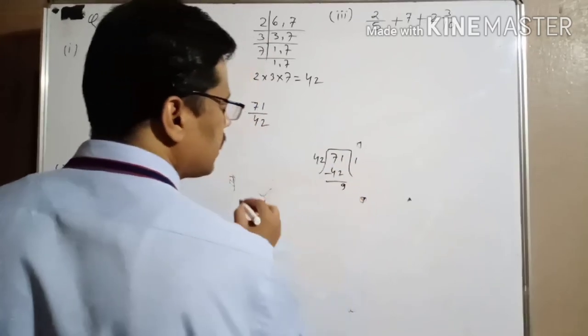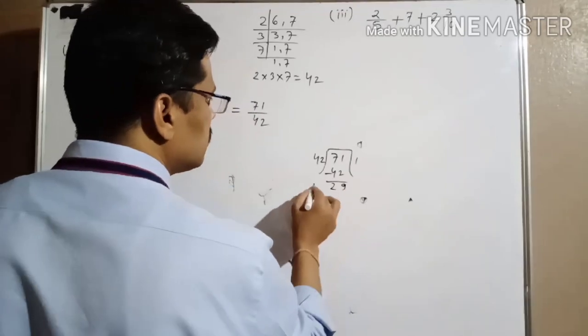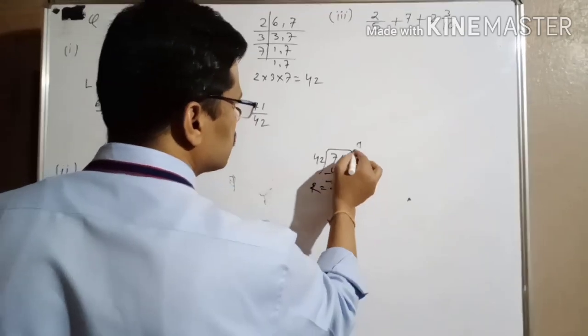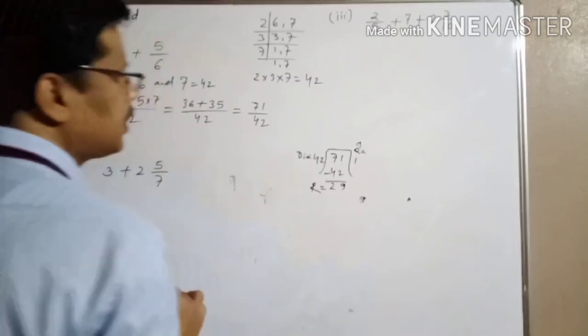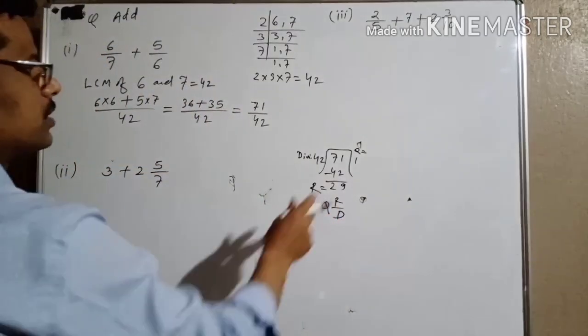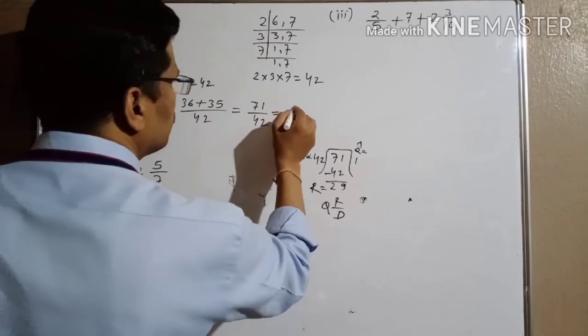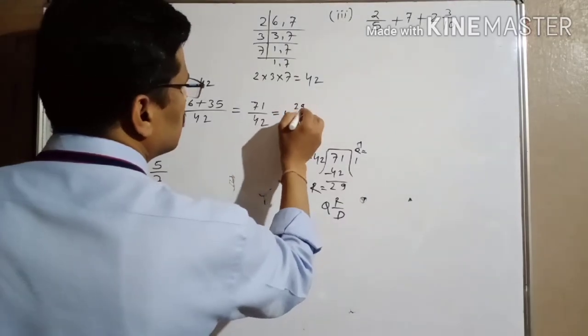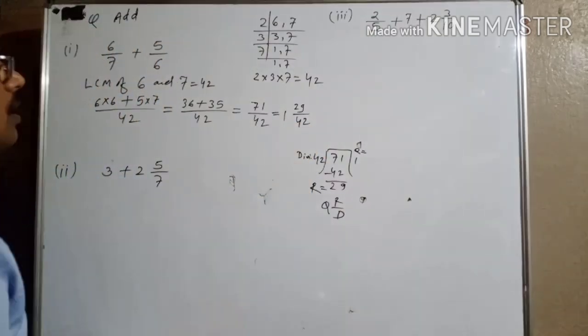So 6, 4 from 6, you get 2, 29. This is your remainder. Remainder is 29. This is your quotient. And this is your divisor. Okay. What is the formula to write here? QRD. What is QRD? Quotient is 1, so we can write here 1. Remainder 29, so we can write here remainder 29. What is our divisor? 42. This is your answer. Okay.